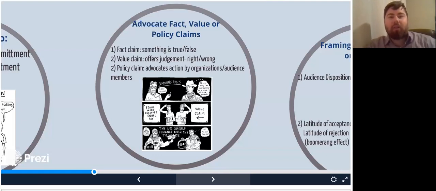And then we have the policy claims. Policy claims have to do with advocating action by organizations or audience members, saying this is what you should do. And this is actually a big debate currently going on, because we have the presidential elections coming up, and the presidential elections are all about policy claims. They're all about establishing who should be president. And who should be president is going to be determined and decided by the people who vote.